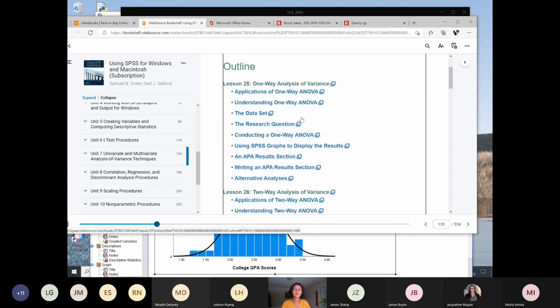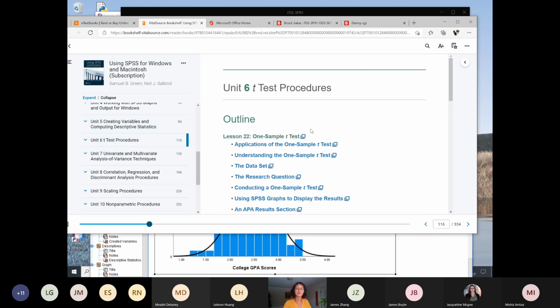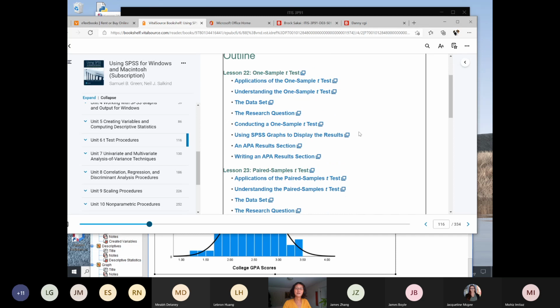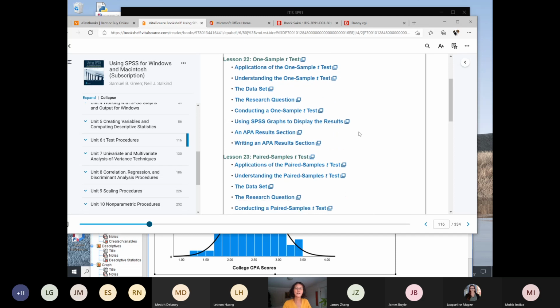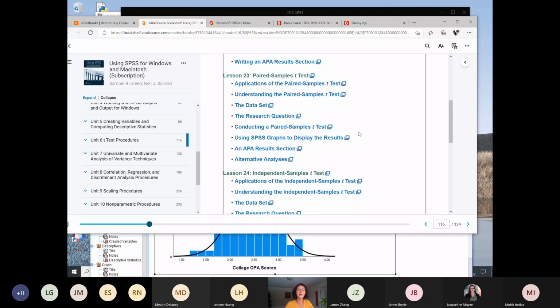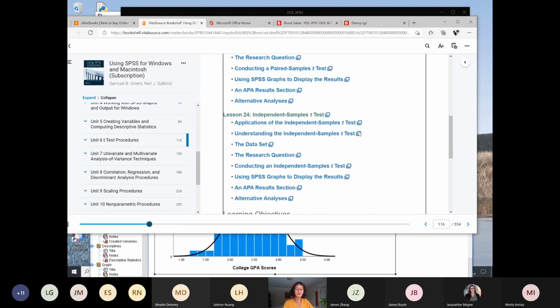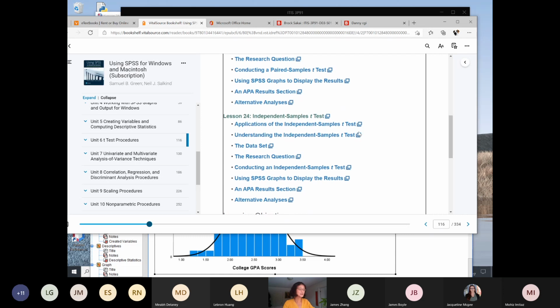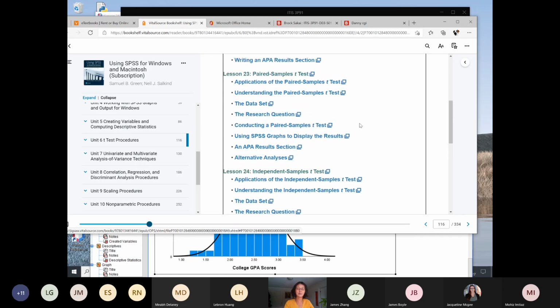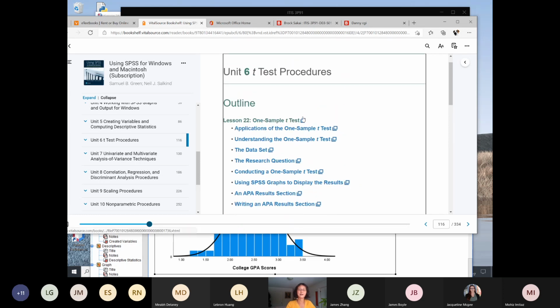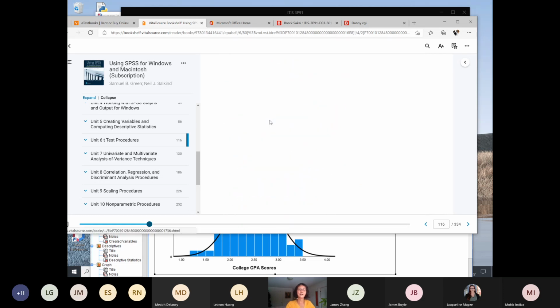This should be Unit 6, t-test. Lesson 22, one sample t-test. Lesson 23, paired sample t-test. Lesson 24, independent sample t-test. For each lesson, I will go over an example from the textbook, and I will explain the output from SPSS. Okay, so first we go one sample t-test.